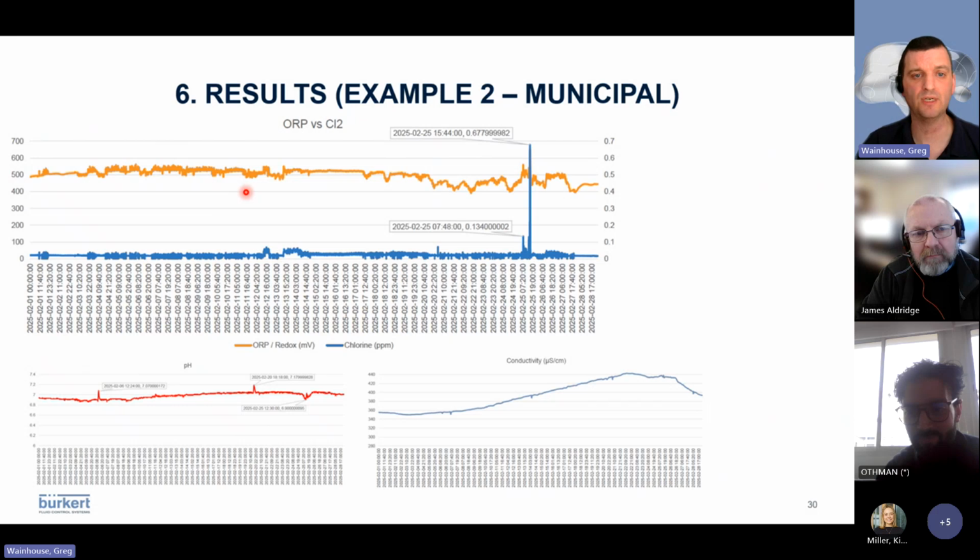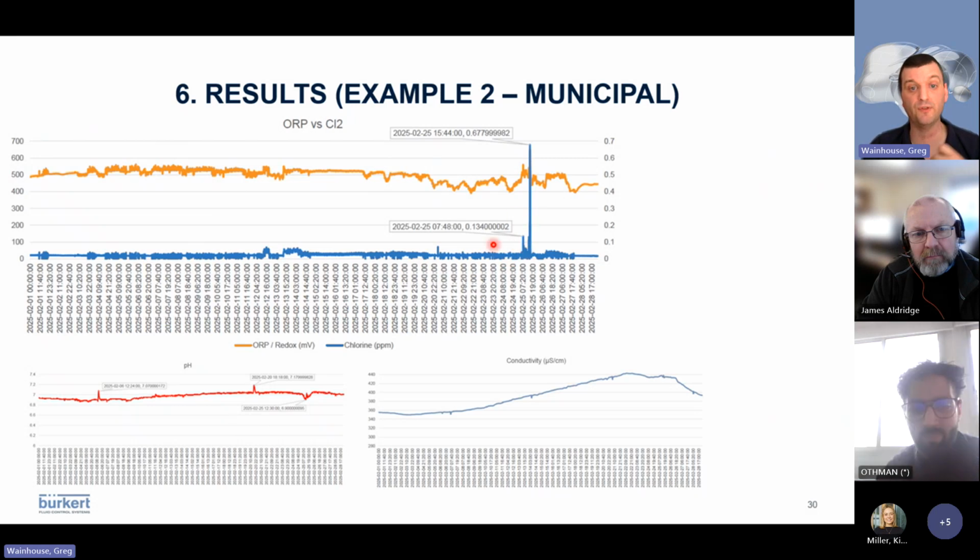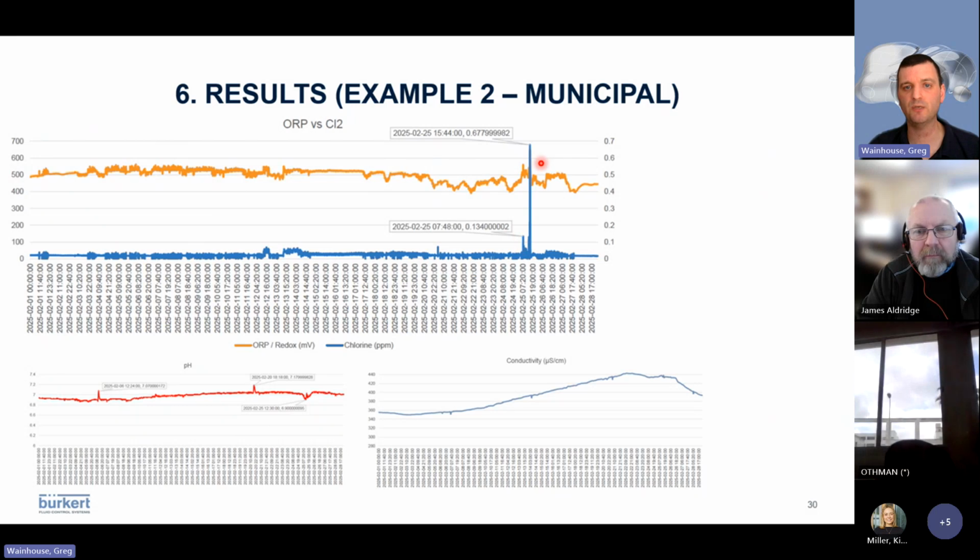But what was really interesting is the free chlorine levels sat quite quietly down the bottom for long periods of time. And then suddenly we get a slug of chlorine on the 25th of February, so quite recently. And that's also been verified. It's difficult to see, but the ORP did get up towards 650 millivolts, but not enough.